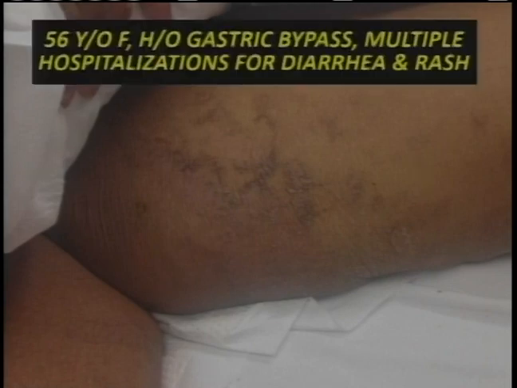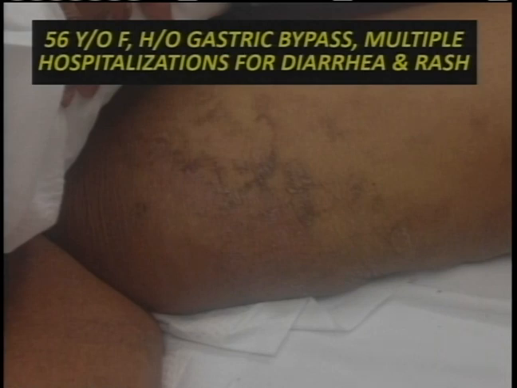Okay, so not drug for this one. So this patient was also in the hospital, and she had been admitted several times with sort of failure to thrive, diarrhea, and a rash. And she had a history of gastric bypass, and this was like her third or fourth hospitalization within the year.